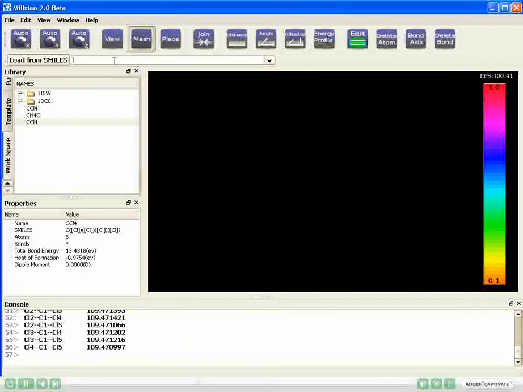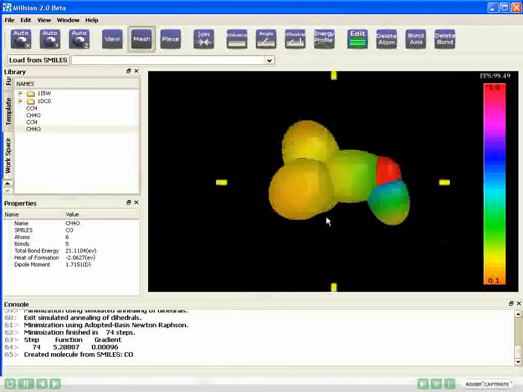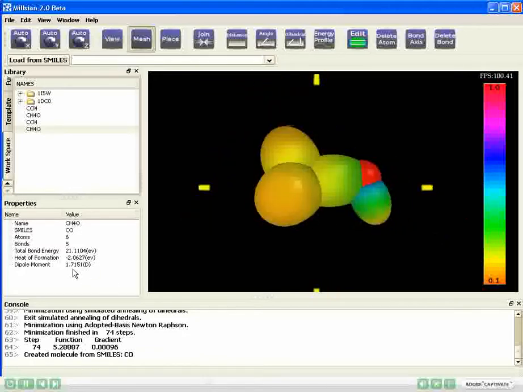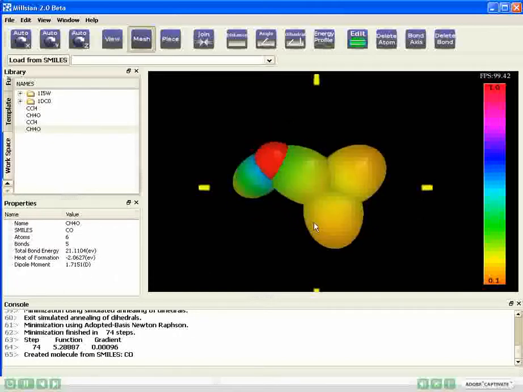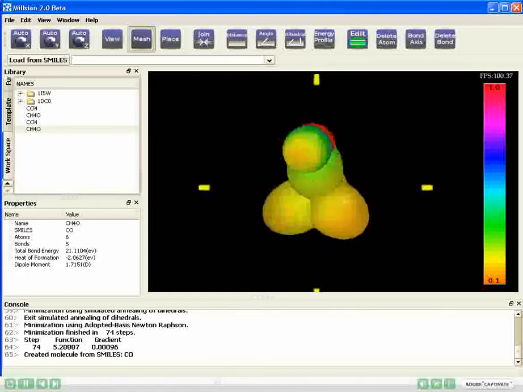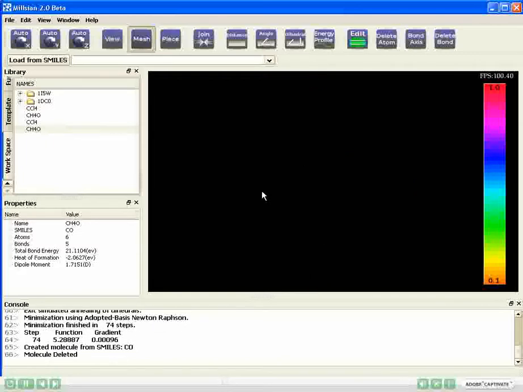The color scale on chemical bonds shows the electron density. As expected, the electron density on the oxygen atom end is larger than the hydrogen atom end in methanol due to the higher electronegativity of the oxygen atom. The calculated dipole moment for methanol is 1.71 debye, in good agreement with the experimental value of 1.69 debye.